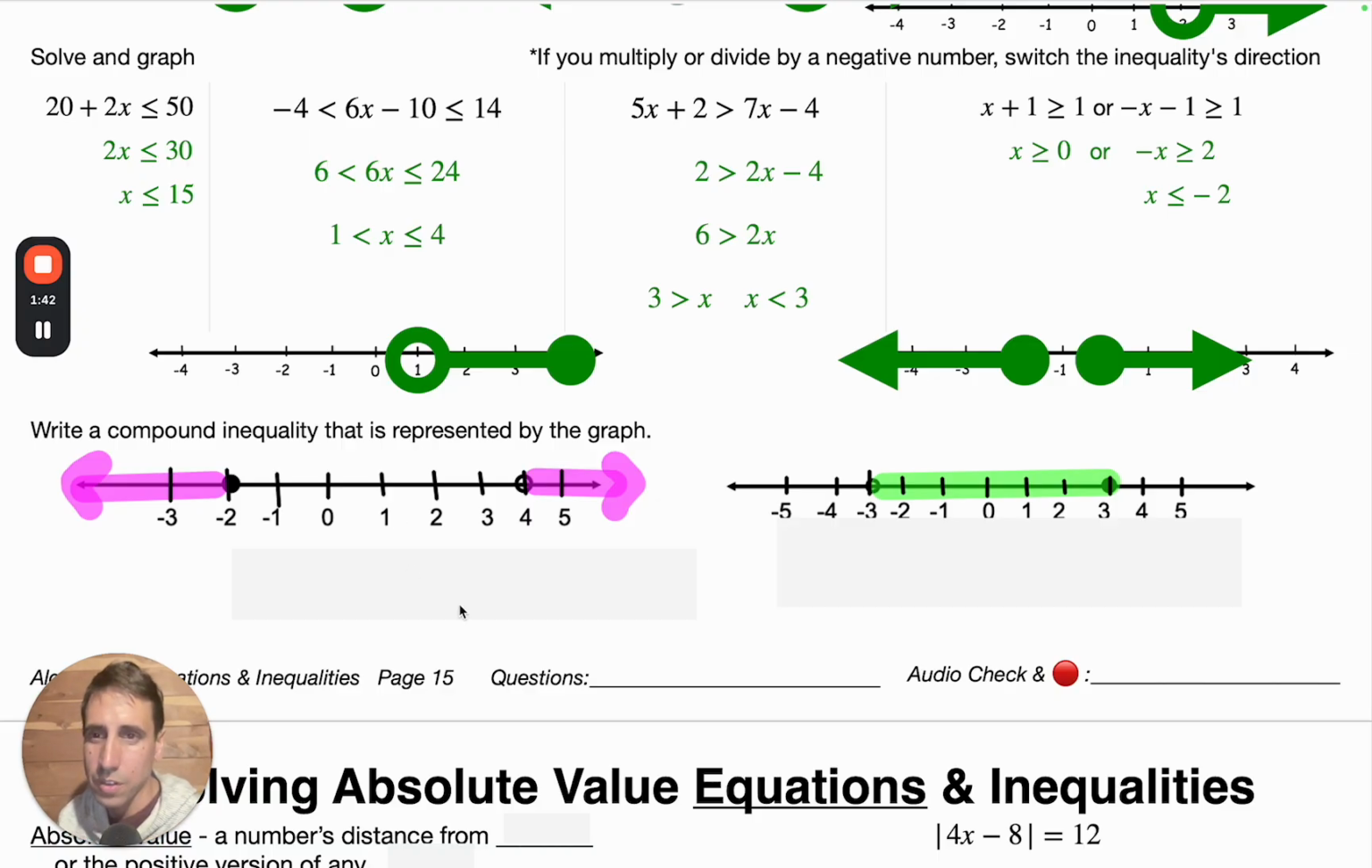So I'm going to have 2 statements. One, x is, looks like, less than negative 2 or equal to negative 2. Or x could be greater than 4. There it is.